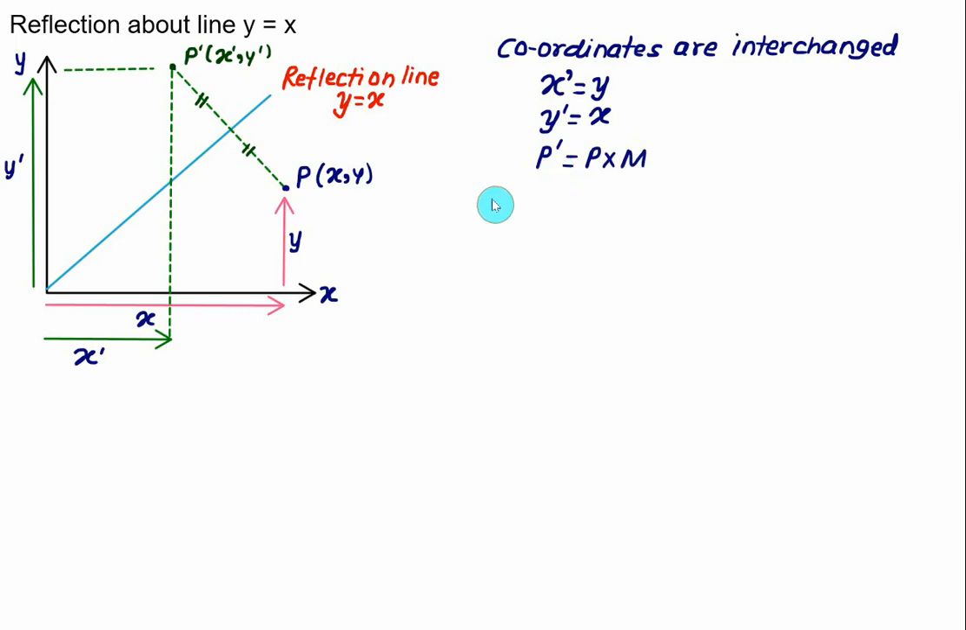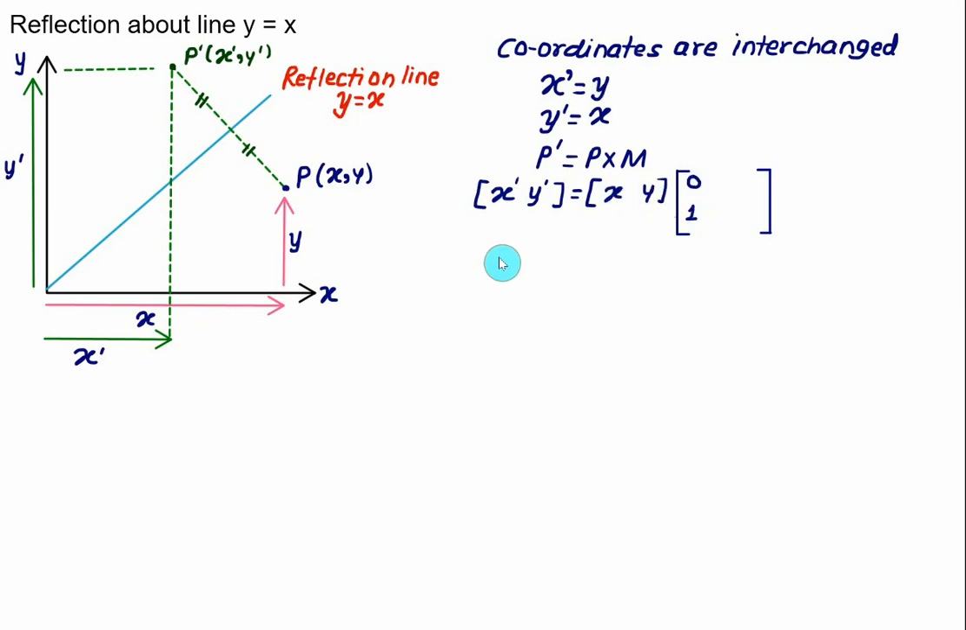P prime is equal to x prime, y prime. The P matrix has the original coordinates x, y. Since here x prime is equal to y, you have to adjust the first column as x into 0, which will be 0, y multiplied by 1. So we have x prime equal to 0 plus y, which is the first term.